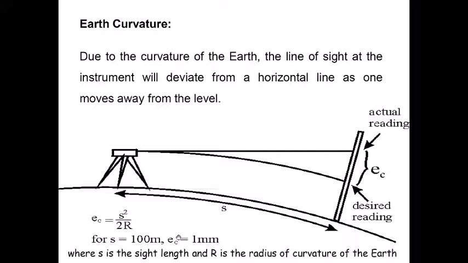So for 100 meters, if the distance between the instrument and the leveling rod is 100 meters, this error is almost 1 millimeter. So usually we can neglect this, but if utmost precision is required, then you can always compensate for this error using this equation just by calculating the distance between your instrument and the leveling rod.